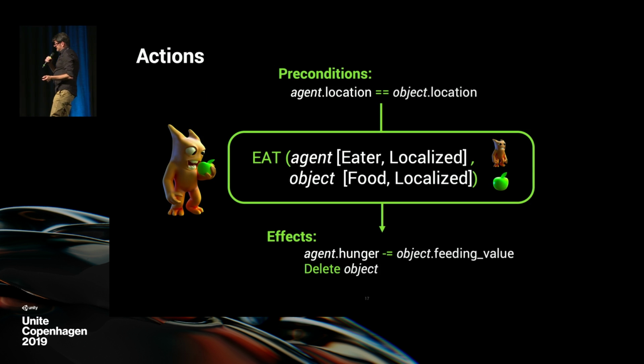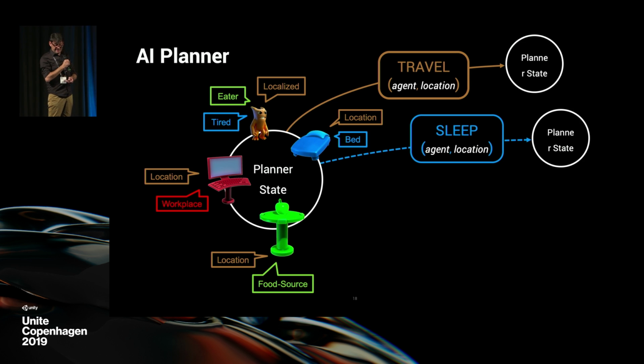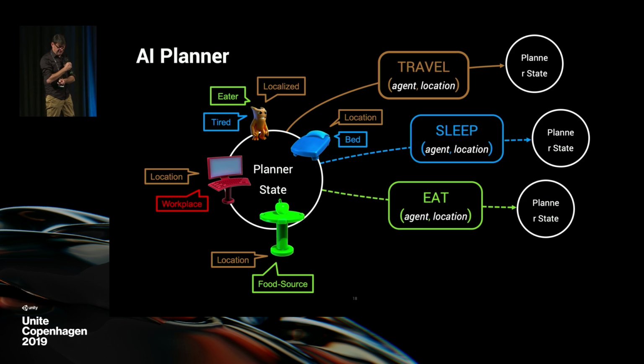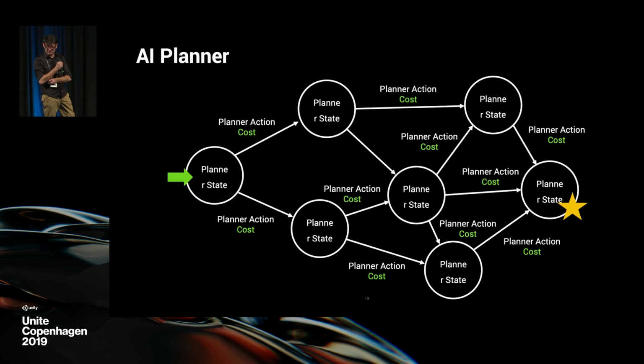Now, depending on the state in which we are, some actions will be available. Traveling actions will almost always be available in this domain. But if we are in a place with a bed, we can sleep. If we are at a food source, we can eat. If we are at a workplace, we can work. And this is how we create this graph that later we solve.